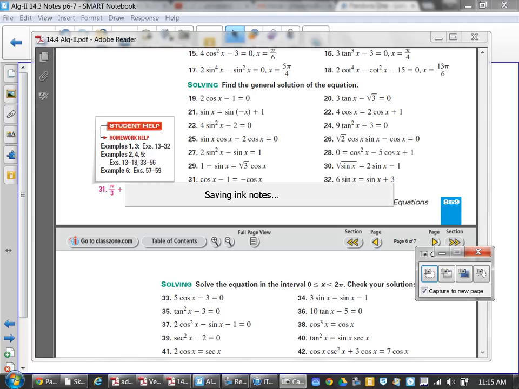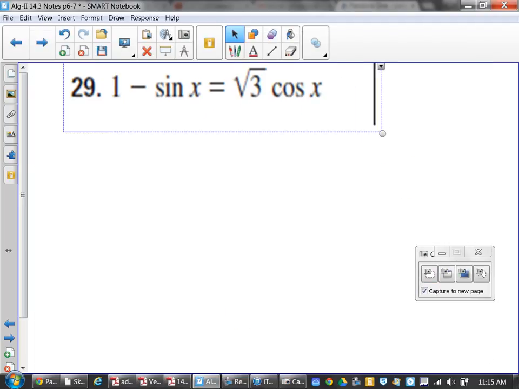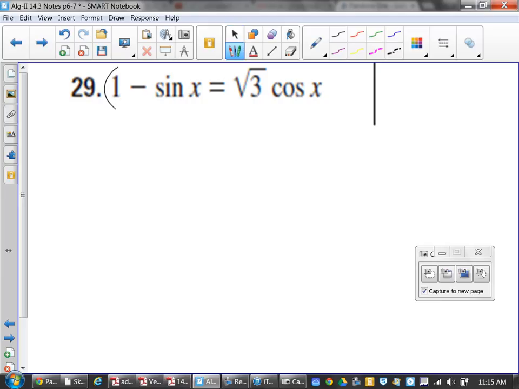All right, on this one here, when you have a sine value and a cosine value, and you want to create a square, you square both sides. So you have 1 minus 2 sine x plus sine squared. You get that. Now, since I have more sines than cosines, I'm going to rewrite cosine in terms of sine.